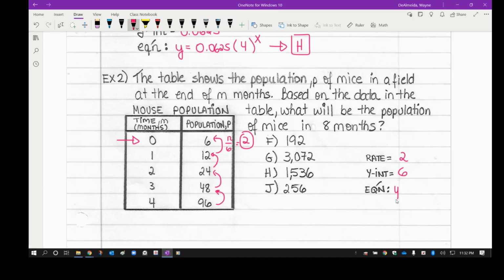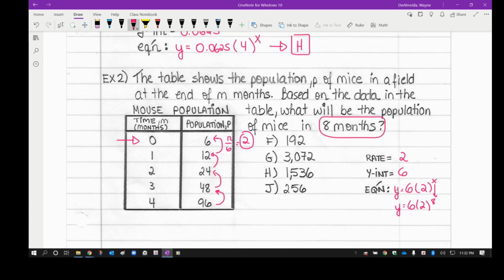So that means our equation equals 6, open parentheses, 2, raised to the x. Now in this problem, it asks, based on the data in the table, what would the population be in 8 months? Okay. Well, that's where we're going to plug in the 8 right there. We're going to do y equals 6, parentheses 2, raised to the 8.